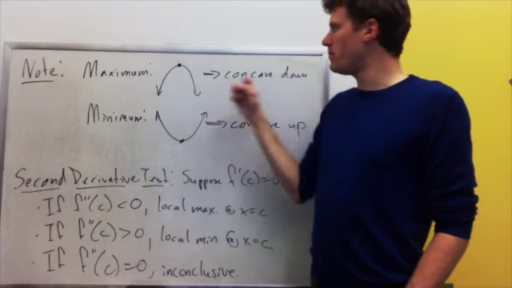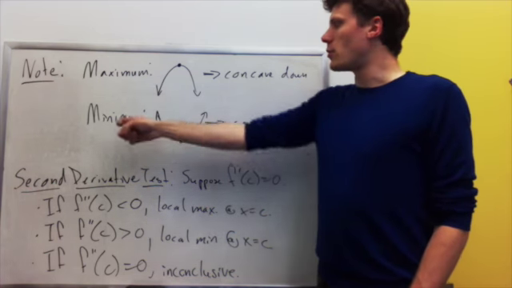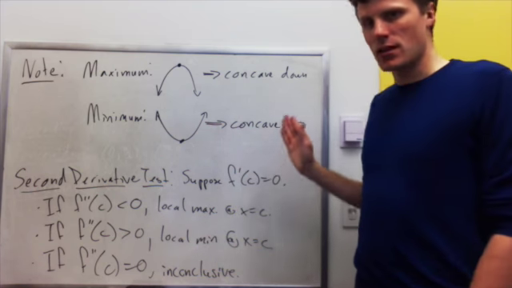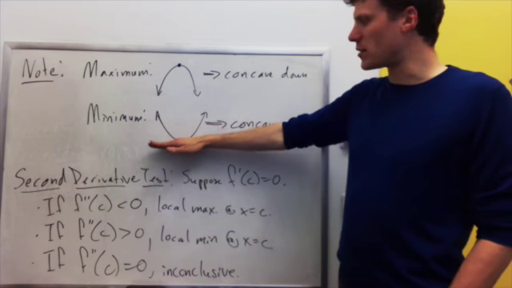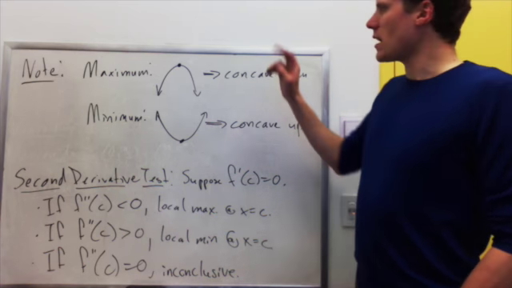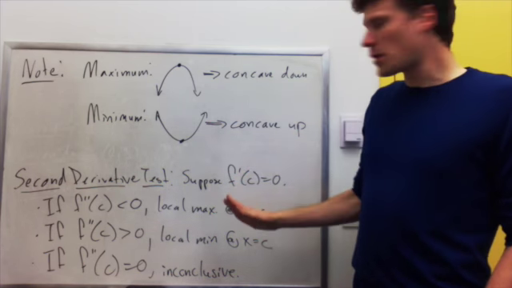So when we have a maximum, it's concave down. When we have a minimum, the curve has to curve upward like this, so it has to be concave up. Equivalently, the tangent line has to lie below the curve, which is concave up. So this gives us something called the second derivative test.